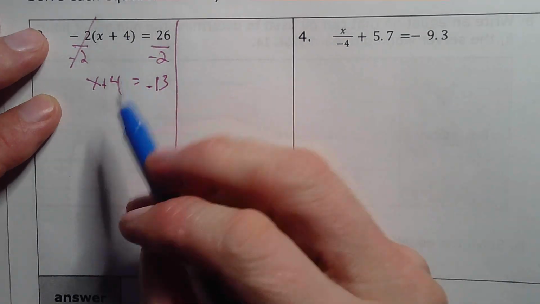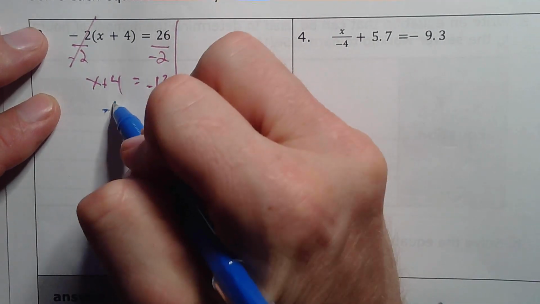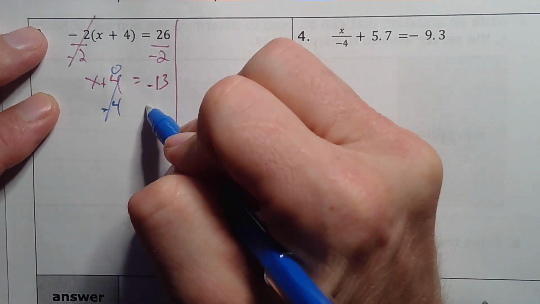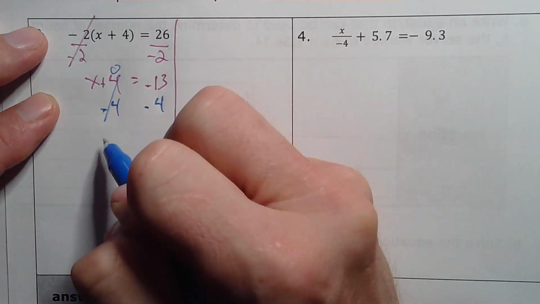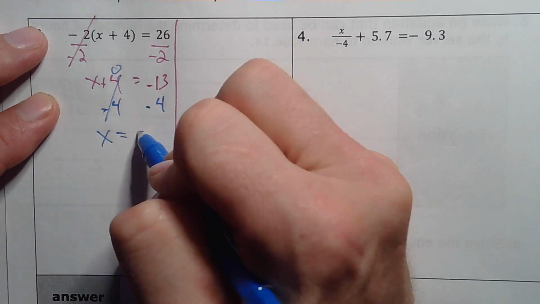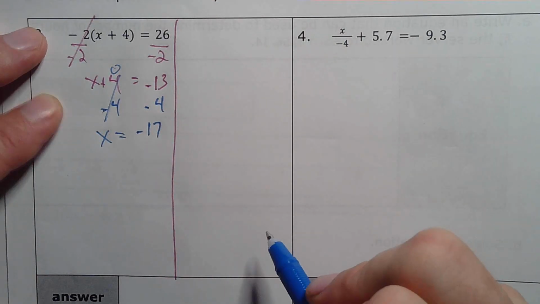Right, so now to get x all by itself on this side, I need to subtract 4 from this side, leaving that to be 0. Since I did it to this side, I had to subtract 4 from that side, so I'm going to have x equals -13 minus 4 is -17. That's one way to do it.